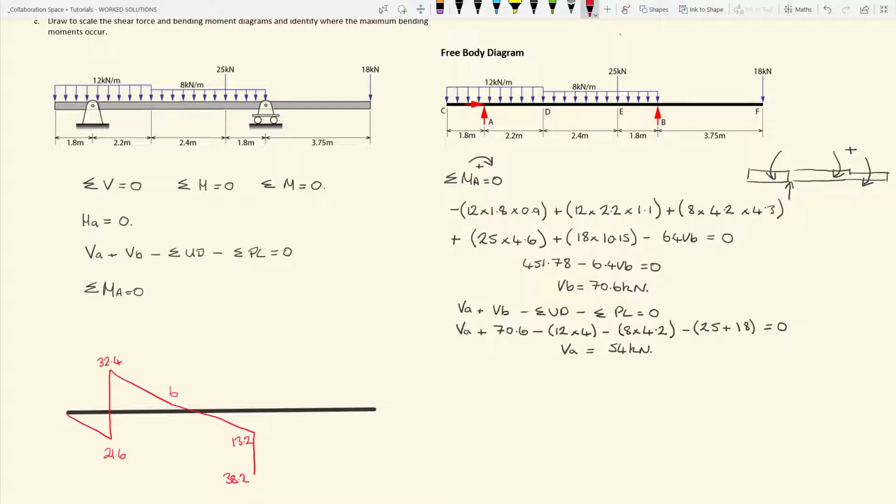And we can now consider the second part of the 8 kilonewton UD load. That's losing 8 kilonewtons per meter over 1.8 meters. That gives us a value of 52.6 kilonewtons. And the next one, we look at the vertical load associated with the reaction at B, and that is 70.6 kilonewtons acting straight up. So 70.6 acting vertically takes us up to 18 kilonewtons.